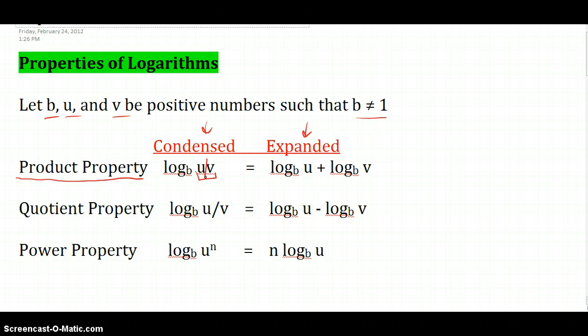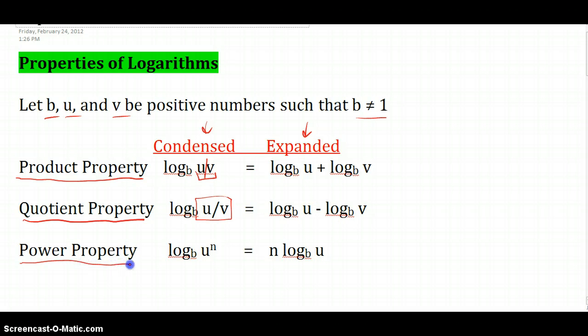The quotient property is very similar. If you have log base b of u divided by v, instead of multiplication you have division now, you can rewrite that as log base b of u, and instead of plus, you subtract. So minus log base b of v. So you can expand that using subtraction.